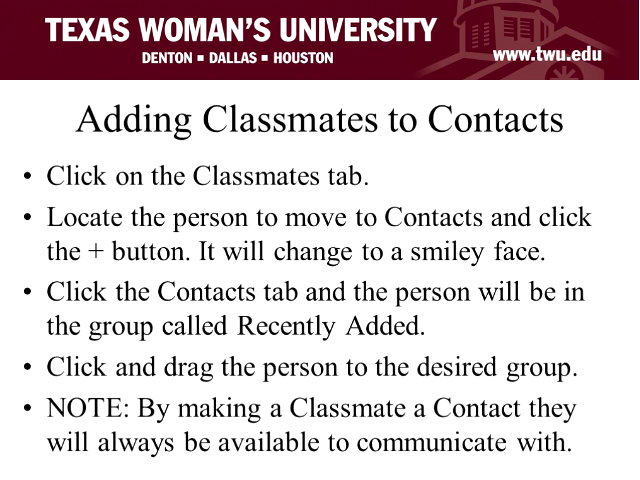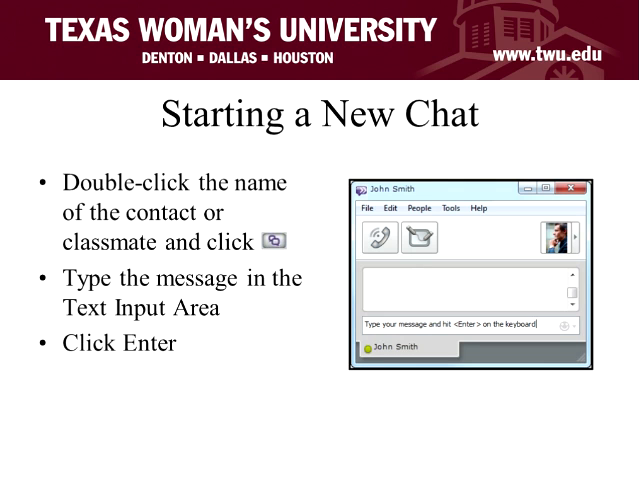A couple of things to remember. You can add your classmates to contacts, and I showed you an example of how to do that. You would click on the Classmates tab and identify a person. If they have a plus sign, they can be added to your contacts. If they have a smiley face, they're already on your contacts page. Once you've clicked on the plus button, it'll change to a smiley face, and on the contacts page, it'll say Recently Added. You then drag that person to whatever group you would like to add them to. By making a classmate a contact, they will be available to communicate with even when the class is no longer available.